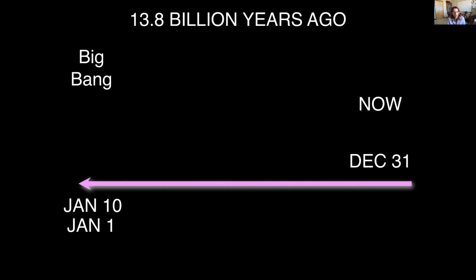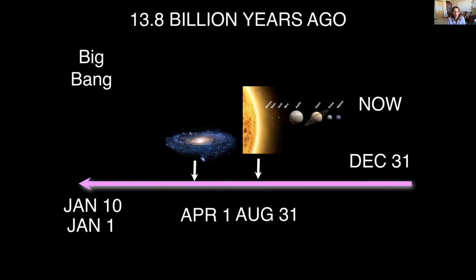So that's why I like to put the timeline between the Big Bang and now on a time scale of a year. On this time scale of a year, the Big Bang would happen on January 1st. Our galaxy would form on April 1st. Our solar system would form on August 31st. And the very first galaxies we would see on January 10th. So we're looking all the way at the very beginning when the universe was a toddler, as Brandon said.